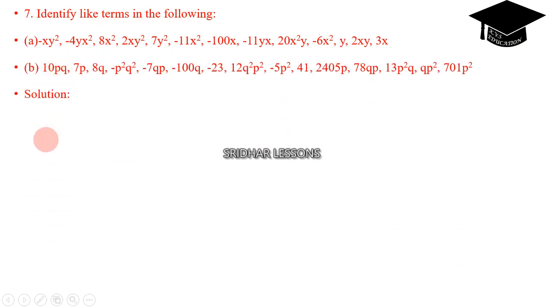Question A, question B. Solution. The like terms in question A are minus xy square and 2xy square, because these have xy square and xy square. Okay, minus 4yx square and 20x square y. yx square is equal to x square y. Both are the same. Next, third one, 8x square, 11x square, and minus 6x square. These three have x square.